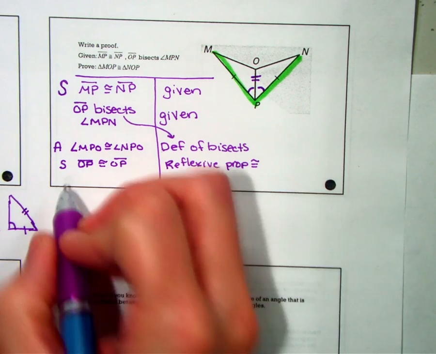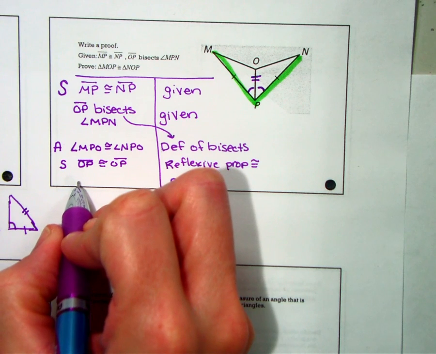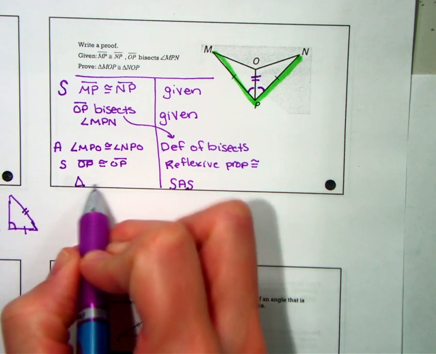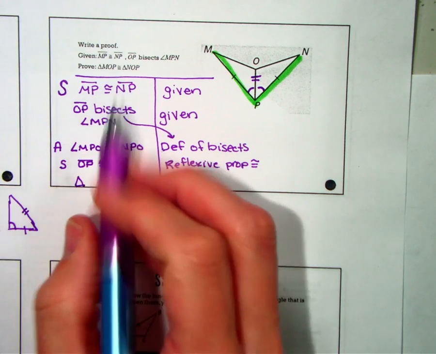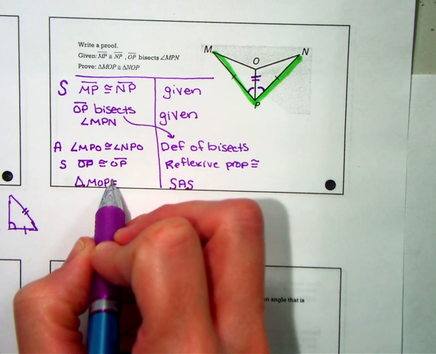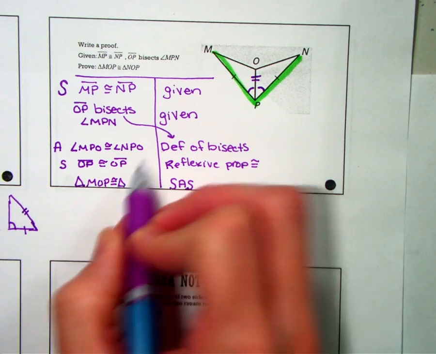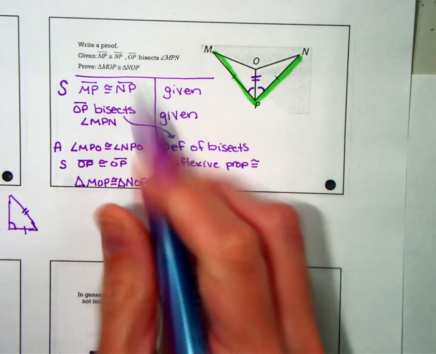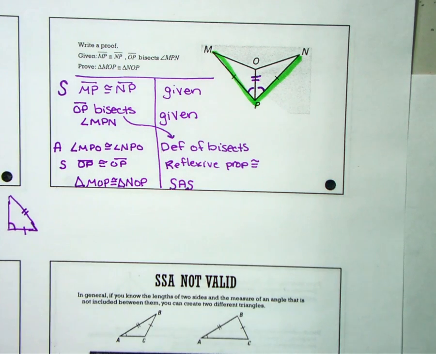One of our shortcuts. And what I can say by side angle side is that my triangles are congruent to each other, which comes right from this proof statement. So triangle MOP is congruent to NOP, and I got that right from that proof statement above. Okay, those are our two practice proofs for side, angle, side.